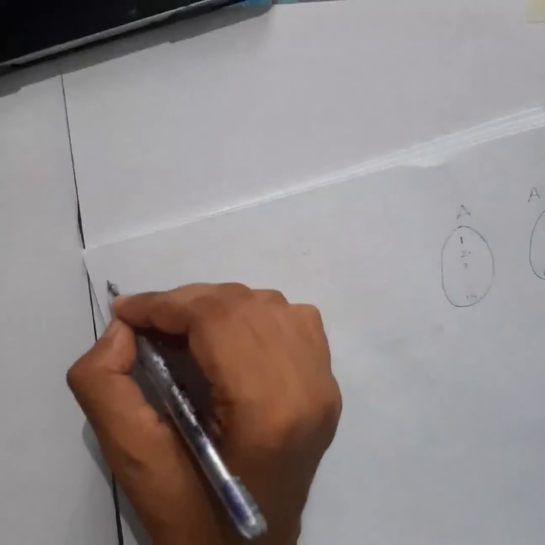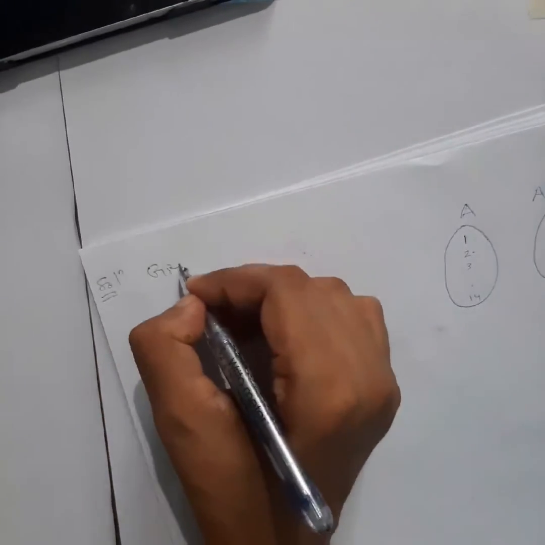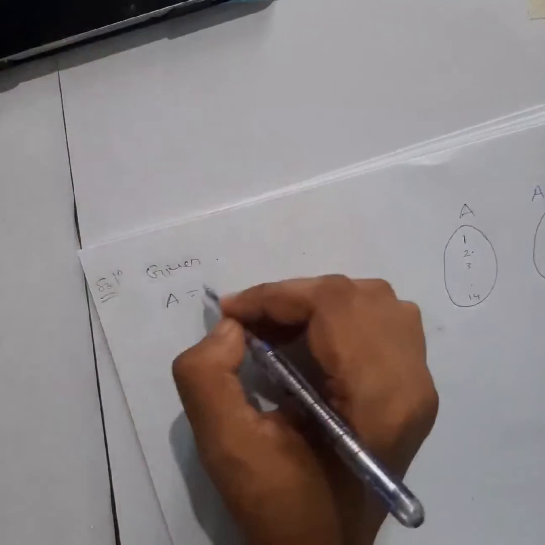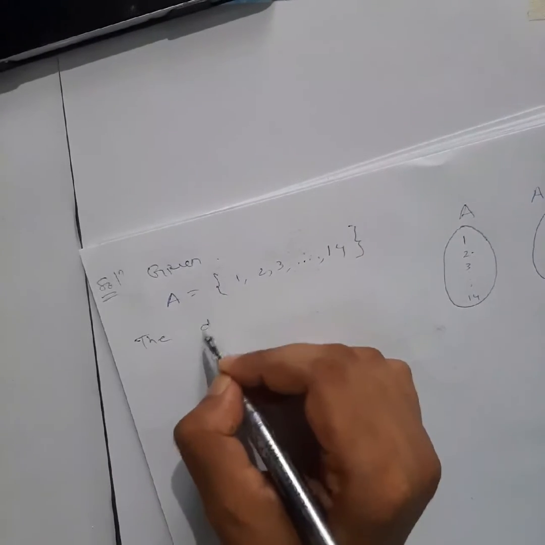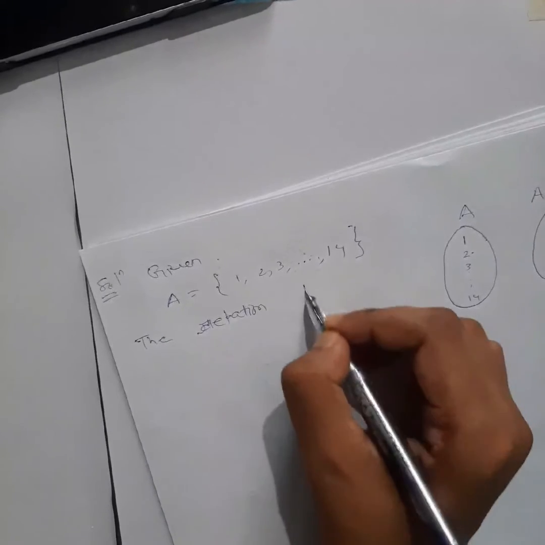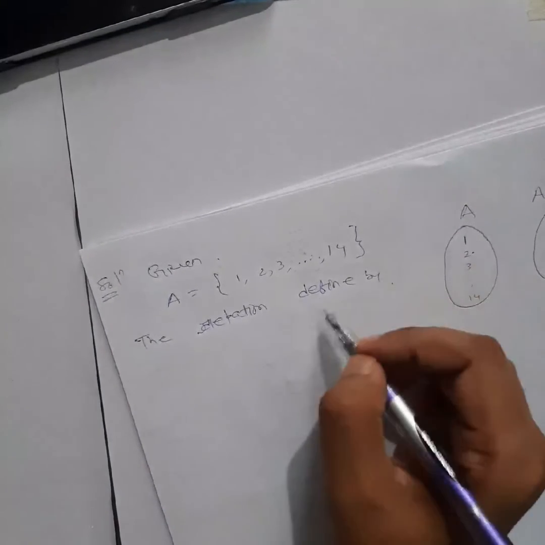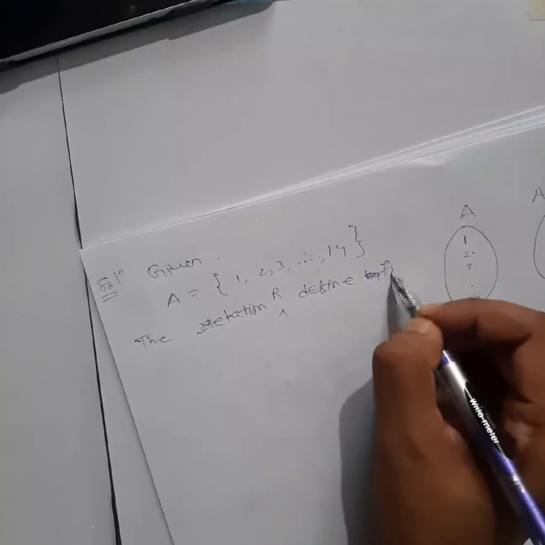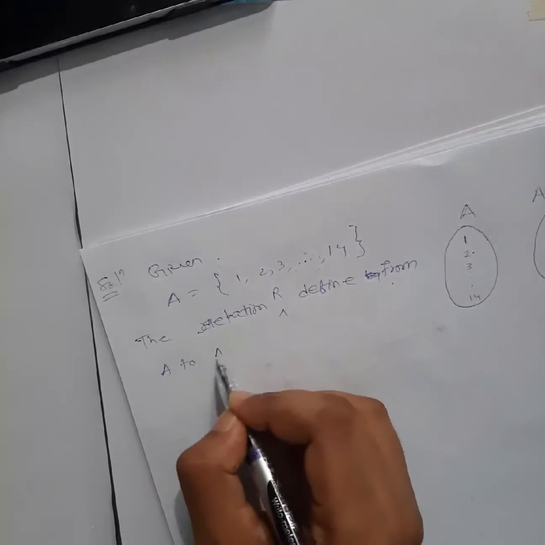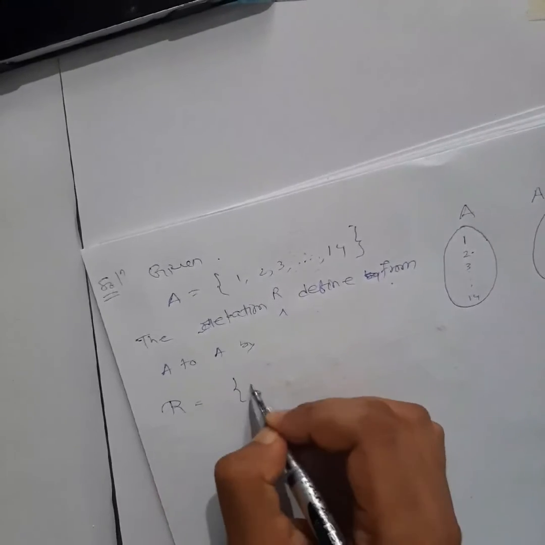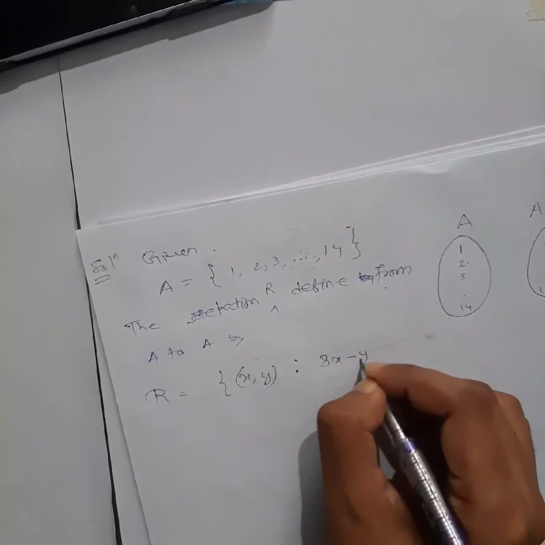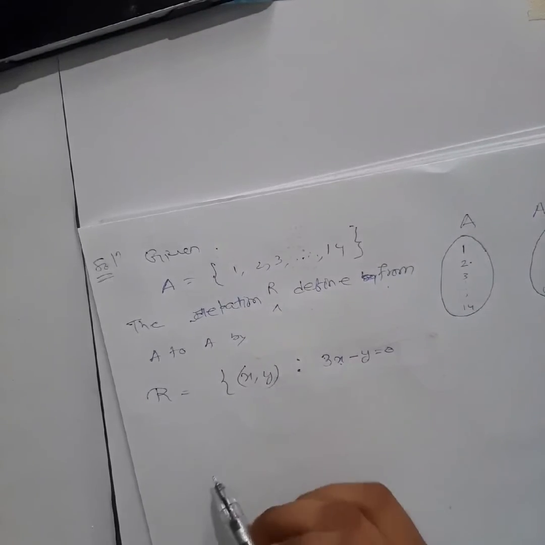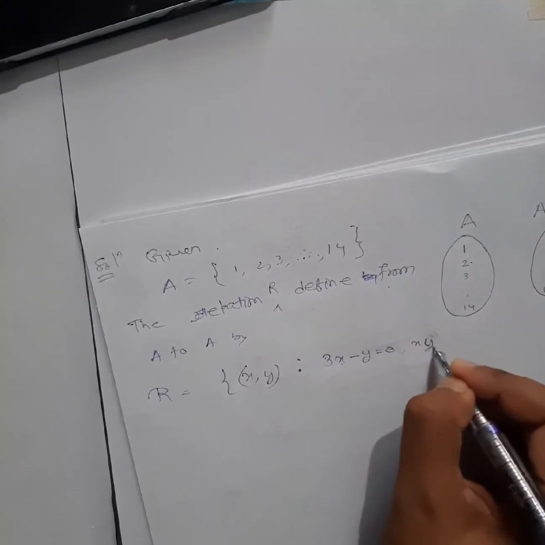So what is the relation given first? How will you write down the solution? First you write down the set which is given. Whatever is given in the question, you just write down 1, 2, 3, dot dot dot till 14. Okay, this is the set given. Now the relation defined. The relation R defined from, let me write according to the question only, from A to A by R is equal to {(X, Y) such that 3X minus Y equal to 0}. This is the relation between X and Y, where X, Y belong to A.